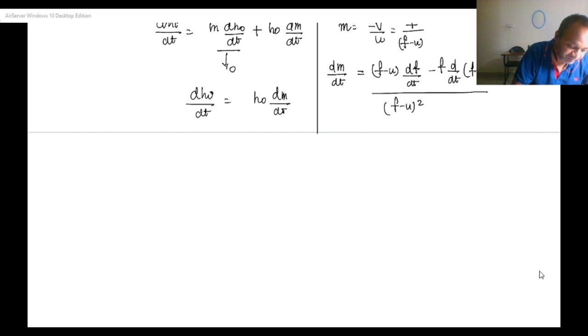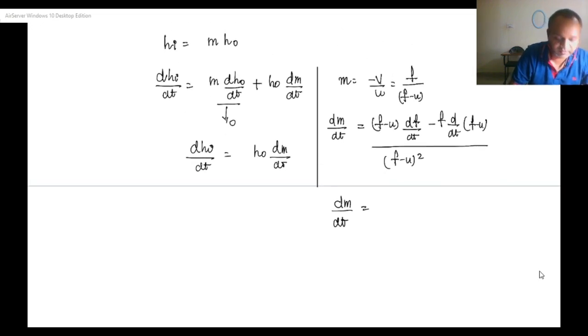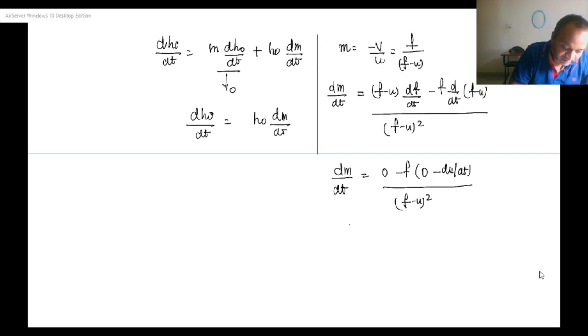So this we can write as dm by dt equal to f minus u into df by dt, this term will be equal to 0. Then minus f into d by dt of (f minus u), of course df by dt is 0, so minus du by dt, divided by (f minus u) whole square. So this is equal to plus f into du by dt, divided by (f minus u) whole square.